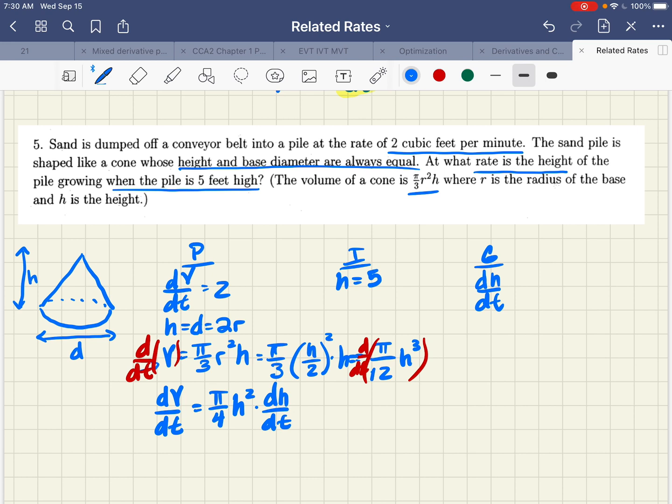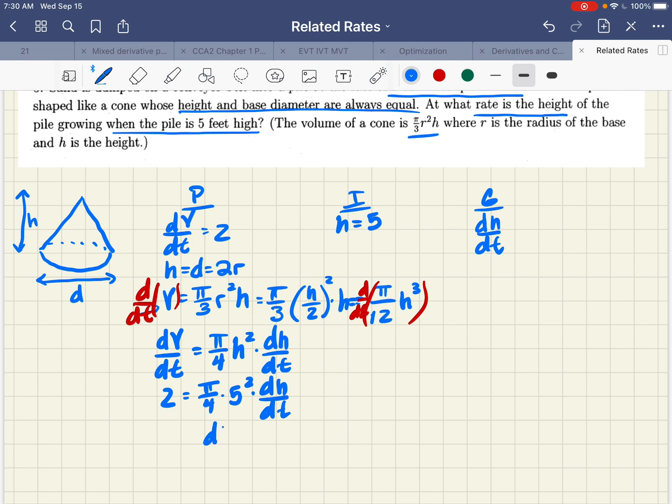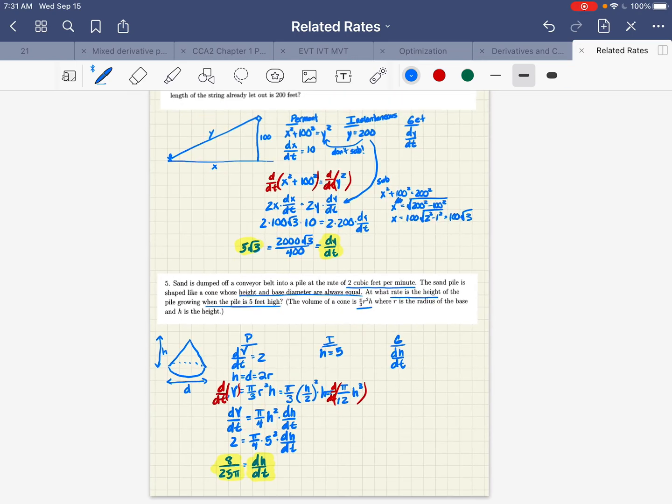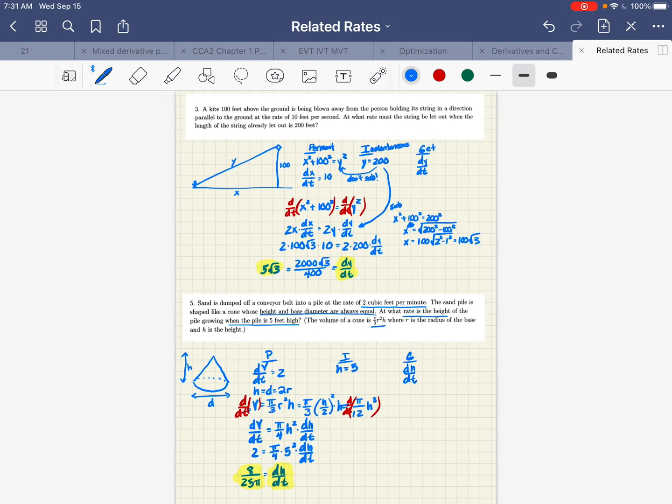So let's see, what do I know? dv dt is 2, pi over 4, h is 5, and I want dh dt. And so then dh dt equals 4 divided by 25 pi, and I think I'm done. So there is my final answer. All right, I'll zoom out so you can kind of take a look at it all, see if you want to write down any final notes about the process, and we are done.